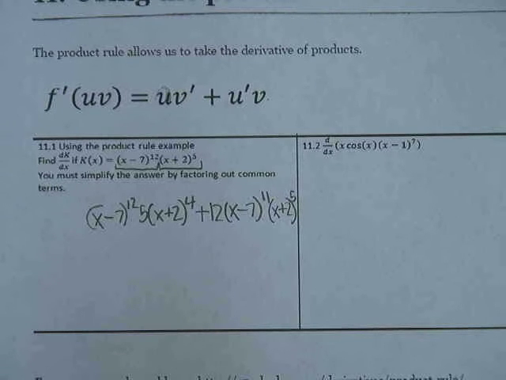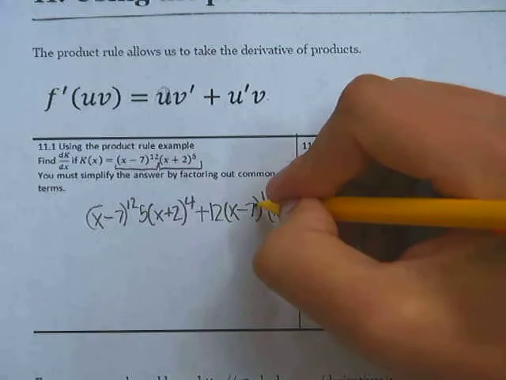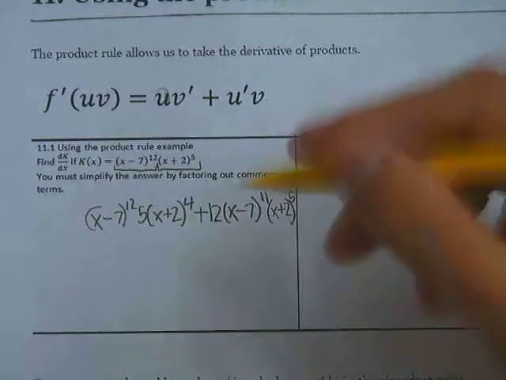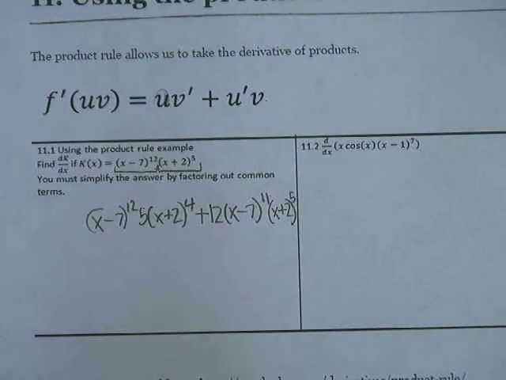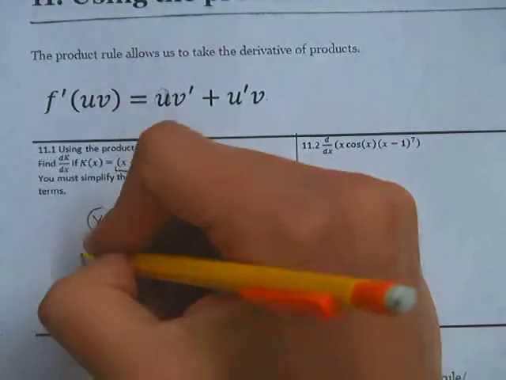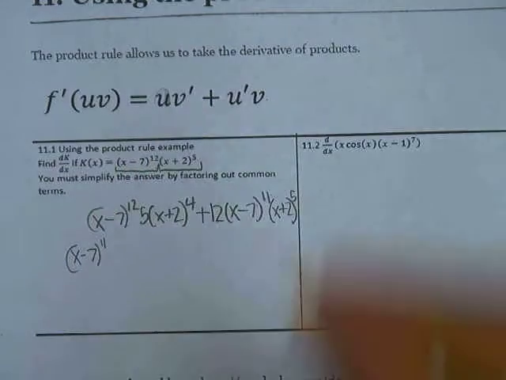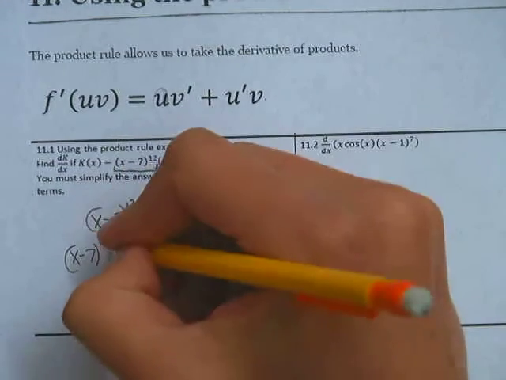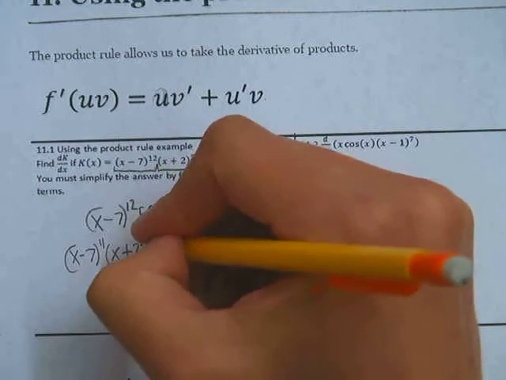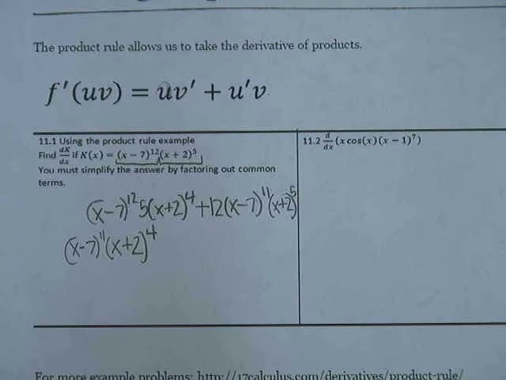This is the hard part. So we have an x minus 7 to the 12th here and an x minus 7 to the 11th here. We can take out x minus 7 to the 11th because 11 is smaller than 12, so it's definitely in both terms. We have 11 of this. So I'm going to factor out that, x minus 7 to the 11th. And now x plus 2 to the 4th and x plus 2 to the 5th, I can factor out the x plus 2 to the 4th. The 5 and the 12 have no common factor, so we can't do anything.